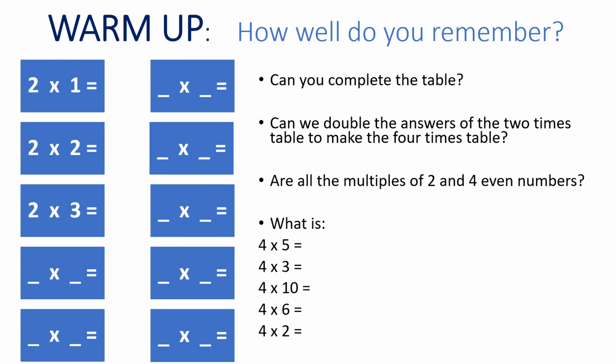Now, are all the multiples of 2 and 4 even numbers? All the multiples of 2 and 4, are they even numbers? Then the next question says, what is 4 multiplied by 5? 4 multiplied by 5 is what? 4 multiplied by 3, that's the 4 times table. So get the answers and just do it in your notebook and show it to me. Your warm-up, just show it to me as warm-up answers. Okay?